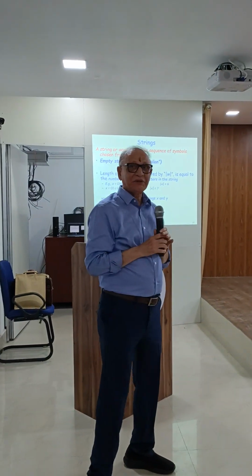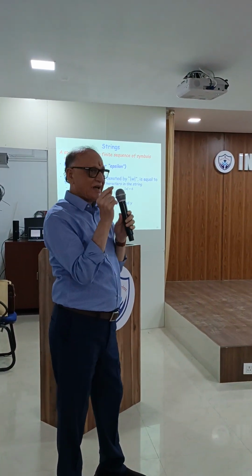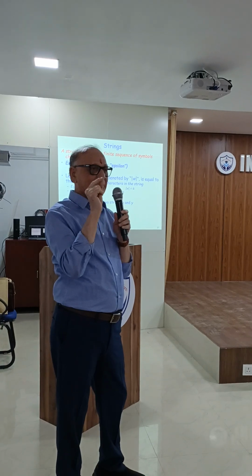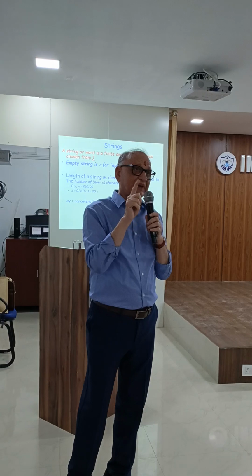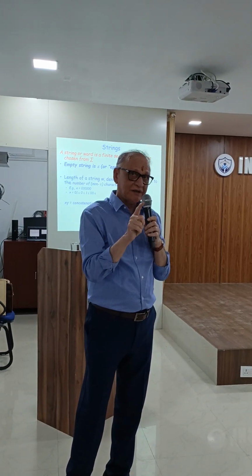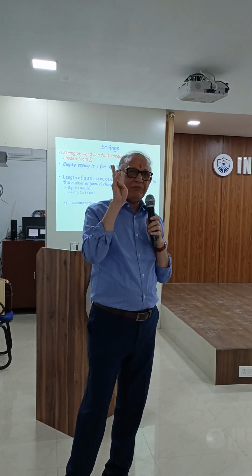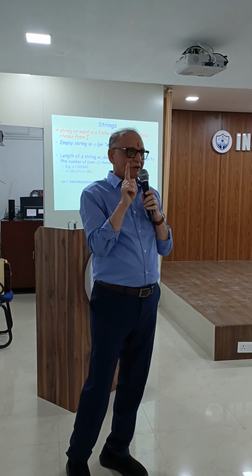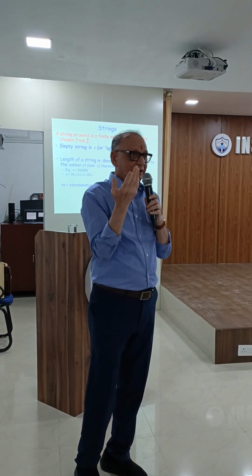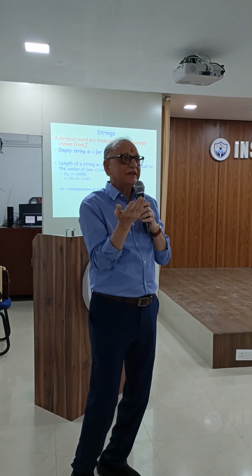And then length. We define length. Suppose I have a string ABC. A string is a combination of alphabets or letters together. If I say ABC, it is a combination of A, B, and C. What is the length of ABC? 3, because there are 3 letters. So length is 3.